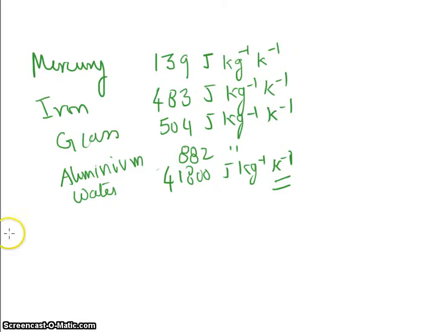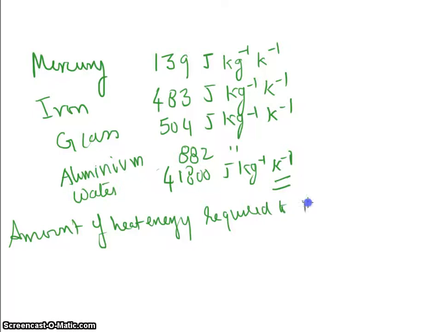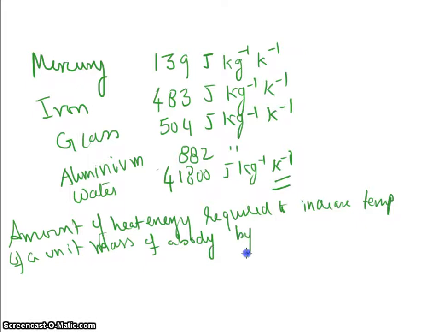That's what this says. So the definition of specific heat capacity is the amount of heat energy required to increase the temperature of a unit mass of a body by 1 degree Celsius or 1 degree Kelvin.